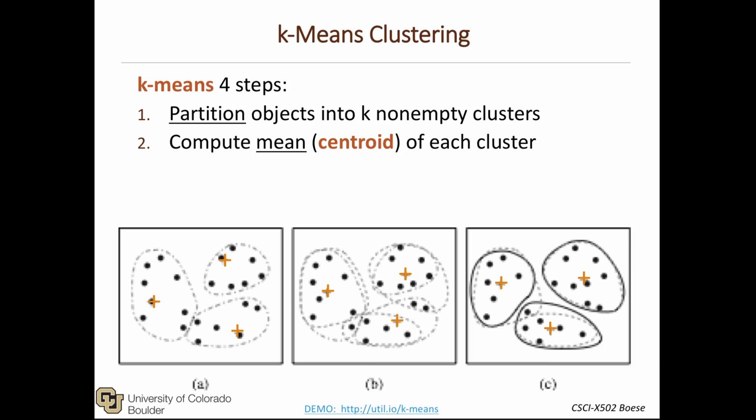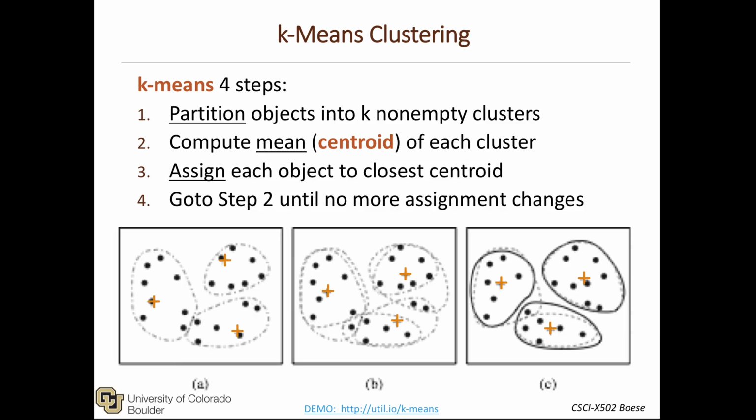Once we have the mean, we go back through each of our objects and assign them to the closest centroid, because that centroid may have moved. Initially the centroid was over here, and so these objects were in the initial cluster, but once we calculate the mean, we move the centroid, and then these objects may change their belonging to a different cluster. Then we go back to step 2 and calculate the mean again. We determine the centroid, and then go through all the objects and reassign them to the closest centroid.